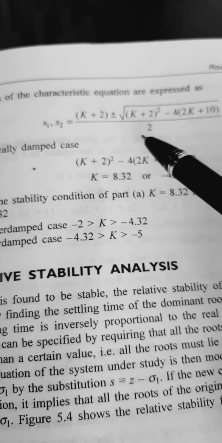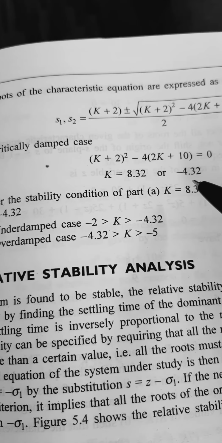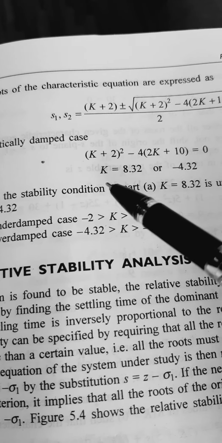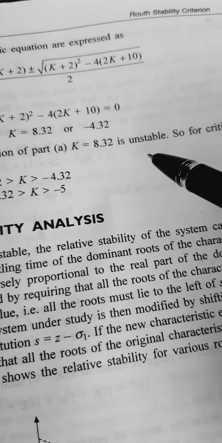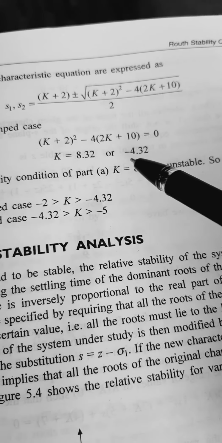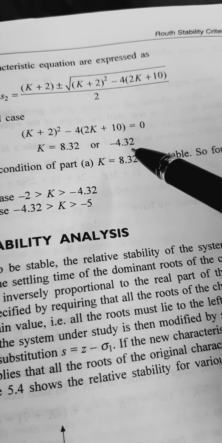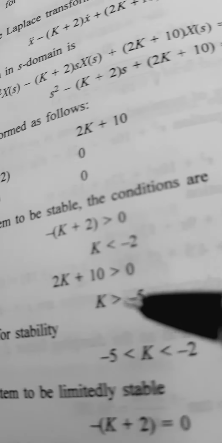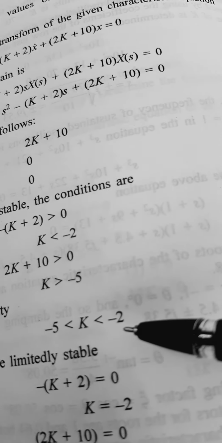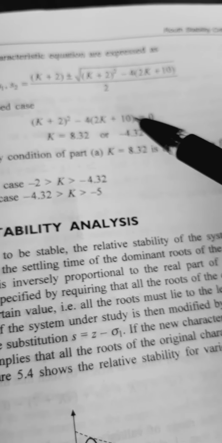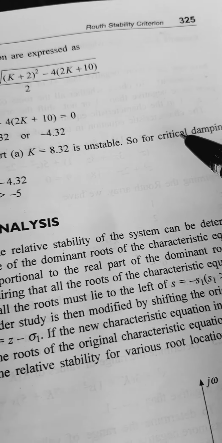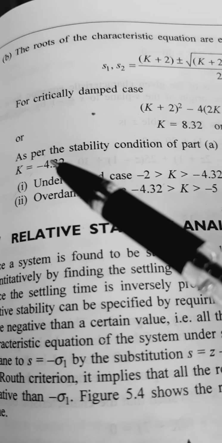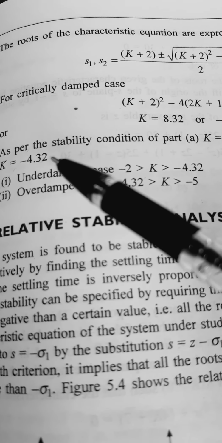So here you got one positive value and one negative value. So you can understand that when k is 8.32, it is unstable, because it cannot happen. When it is minus 4.32, it is between minus 5 and minus 2. So what you can say is that for critical damping, k should be minus 4.32.